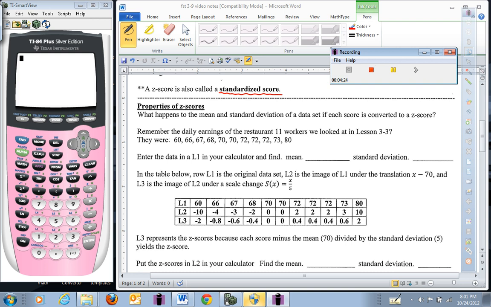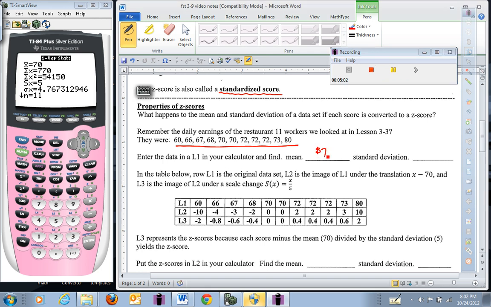Well, what I want you to do is to enter the data. Here were those amounts of salary that those people were making at the restaurant. I want you to enter those numbers into list 1 in your calculator, and then find the mean and the standard deviation. All right, so I'll let you pause the video and you can do that. Find the mean and the standard deviation. Okay, I put my data in and I see the mean is $70 and the standard deviation, the SX, is $5, isn't it?